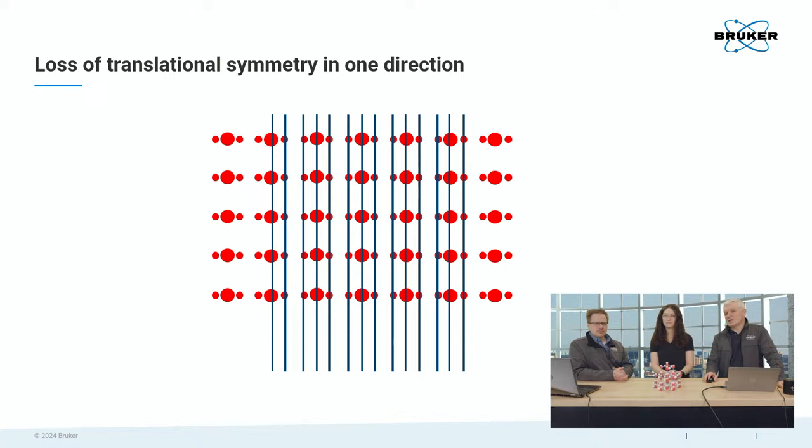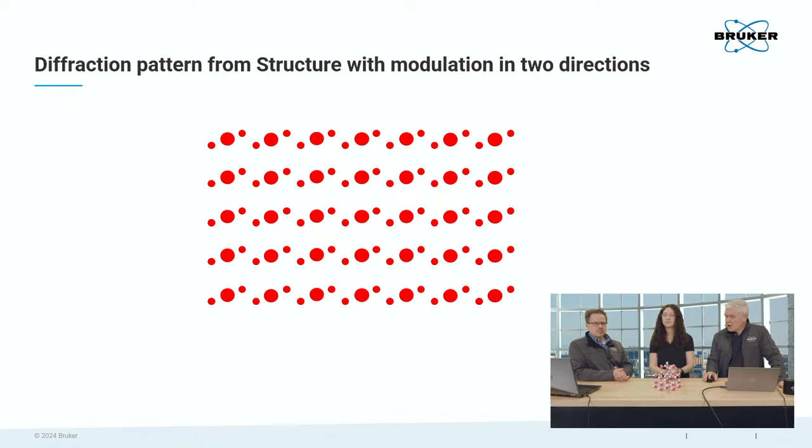Now you see this pattern where you have lost translational symmetry. So the distances between these individual reflections in the rows is now not the same. So we have lost translational symmetry. What we need to do now to regain that symmetry, we have to go to a higher dimension. We have to introduce another dimension. And that's what is used to do that.